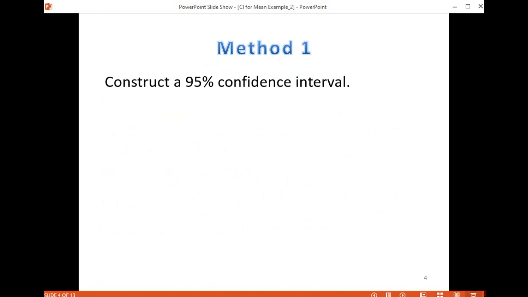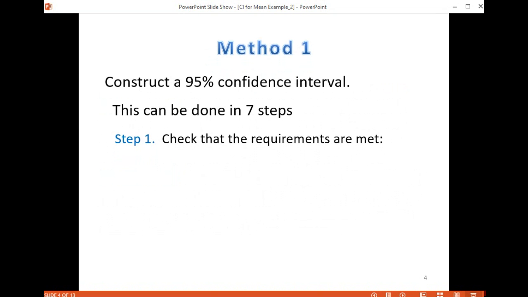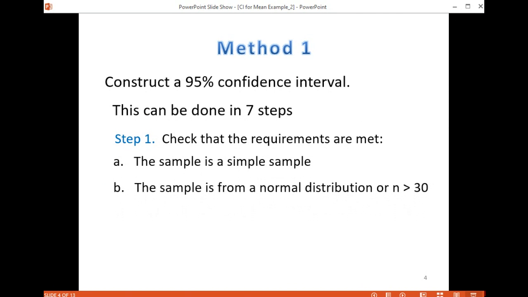So let's look at method one. Just a reminder, we are constructing a 95% confidence interval. And this time we have 7 steps for method one. First, we check the conditions. Like I said, we're not going to dwell too much. The first one is the sample is a simple sample. And the second is that it's from a normal model or n is greater than 30. So since the example told us that the conditions are met, we know that these two things are met, so we don't have to go into any details on those.